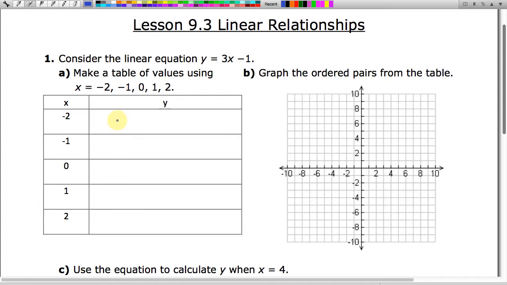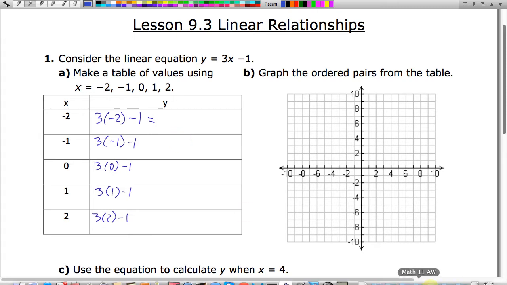So to calculate those, we're going to use this equation, y equals 3x minus 1, and we are going to replace the x with -2 first. So we do 3 times -2 minus 1. Then for the next one we do 3 times -1 minus 1. And the next one we do 3 times 0 minus 1. Then we do 3 times 1 minus 1. And 3 times 2 minus 1. And let's see what we get when we calculate this each time.